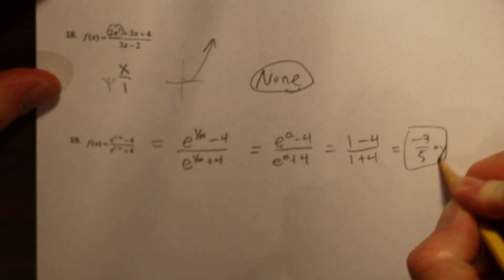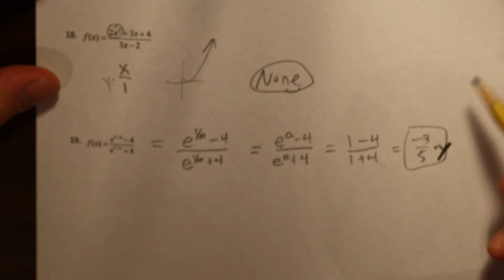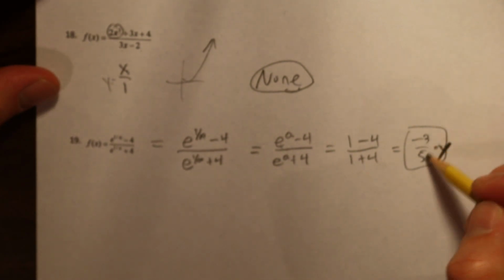I do need to make that an equation. So the equation for the horizontal asymptote is y equals -3/5.